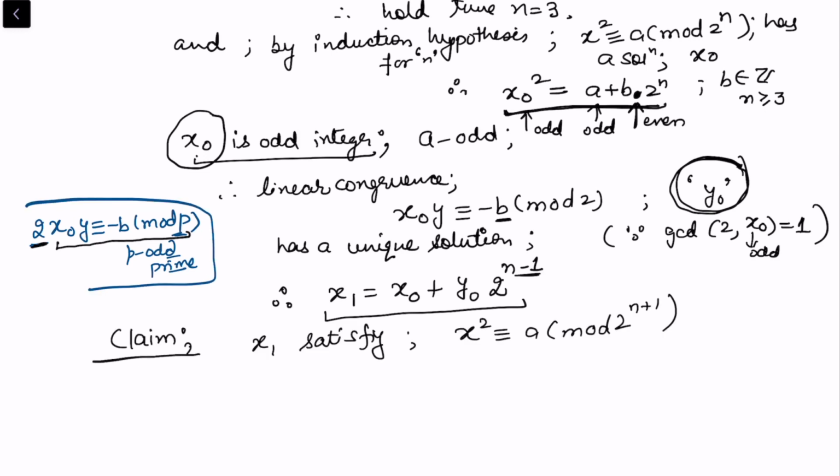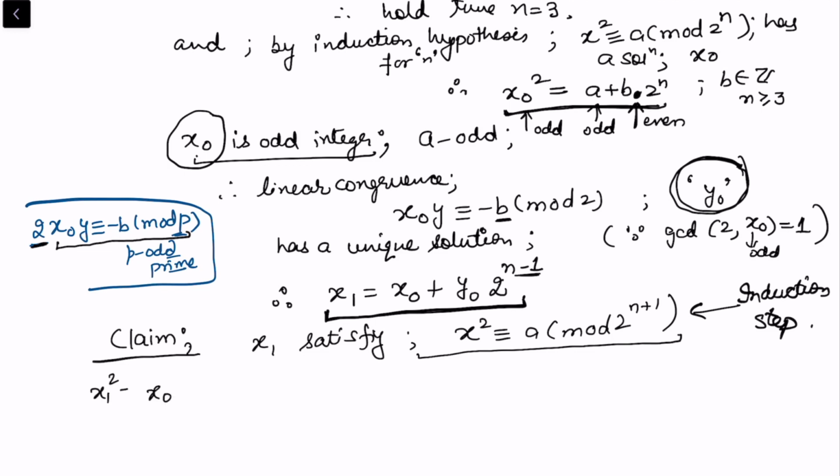Now we claim that x1 satisfies x1 square congruent to a modulo 2 to the power n plus 1, and this will complete our induction step, and that's the last induction step, if we can show that the x1 that has been selected satisfies this congruence. So just square on both sides, we can notice that x1 square is congruent to x naught plus y naught 2 to the power n minus 1, whole square.